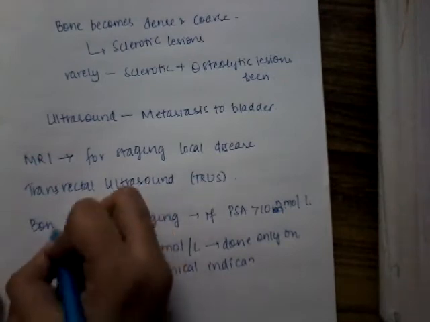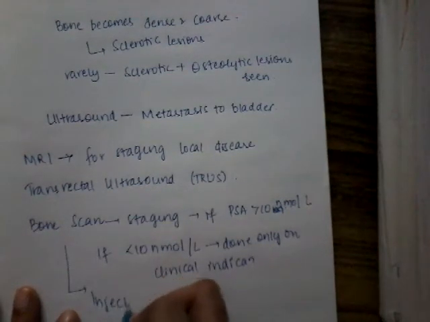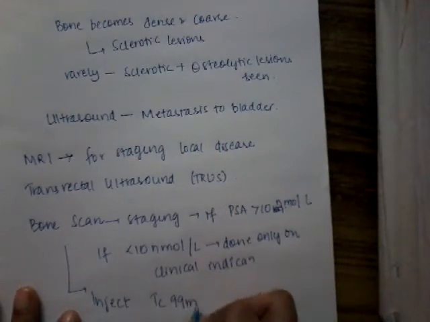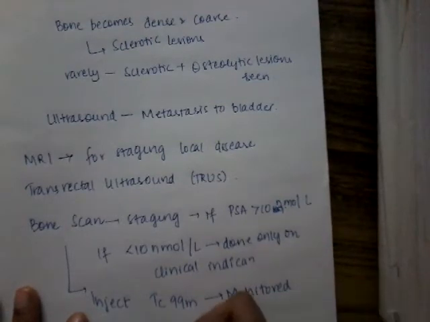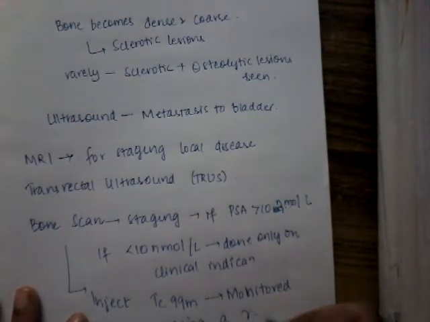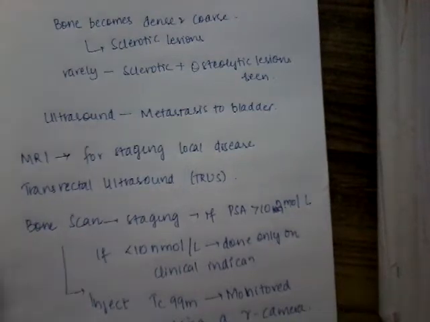For a bone scan, we inject technetium 99m, and this is monitored using a gamma camera. Finally, you do lymphangiography. And you can also do bone marrow aspiration. Whenever bone marrow aspiration is done, it reveals bone marrow metastatic cells.